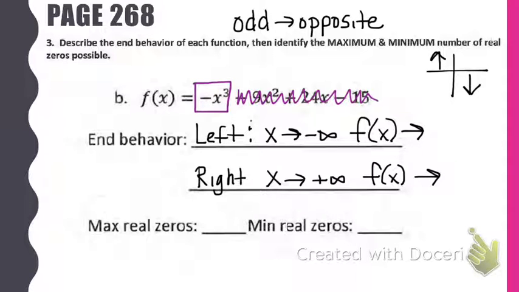So where it says left, it's going to be a negative infinity right here. Negative on the left. No, I'm sorry, I said that wrong. On the left, it's going to go up. So what is it going to be? Positive infinity on the left. And then on the right, it's going down, so it's a negative infinity. What's the maximum number of zeros that we can have? 3. That's the max. And what's the minimum? 1.